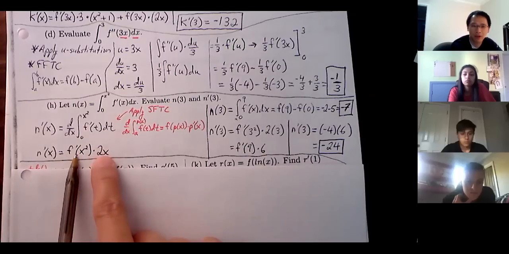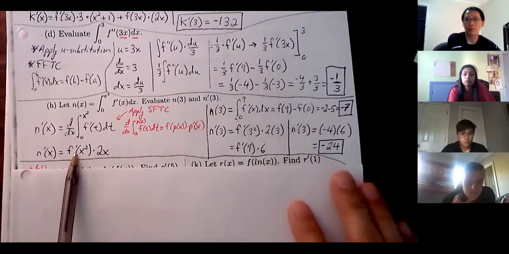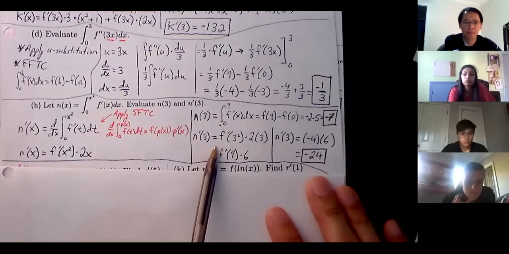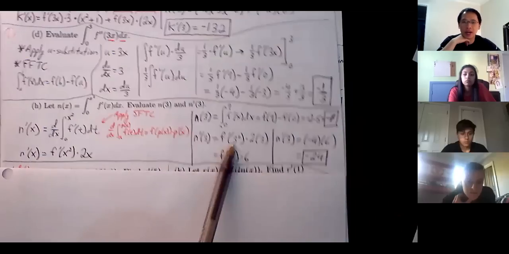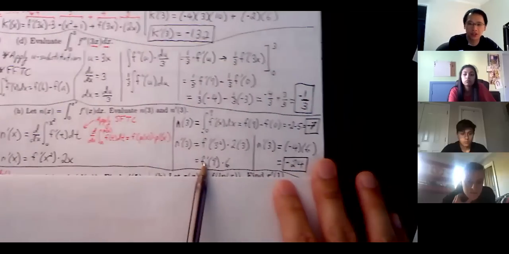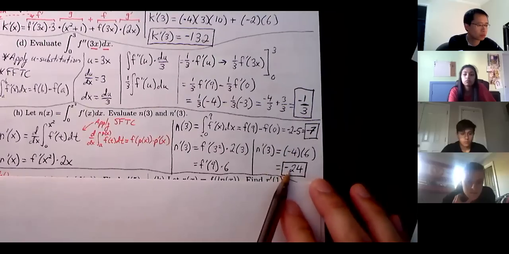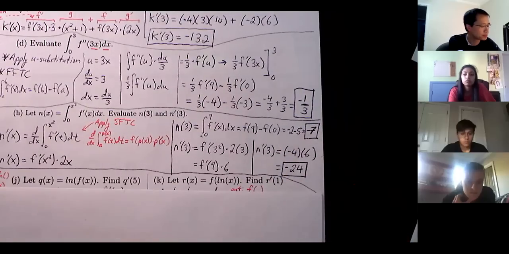So now that we have our formula for n prime, we can find n prime of 3. Replace the x with 3, we get f prime of 9 times 6. F prime of 9 is just -4. -4 times 6 is 24. Sorry, -24.